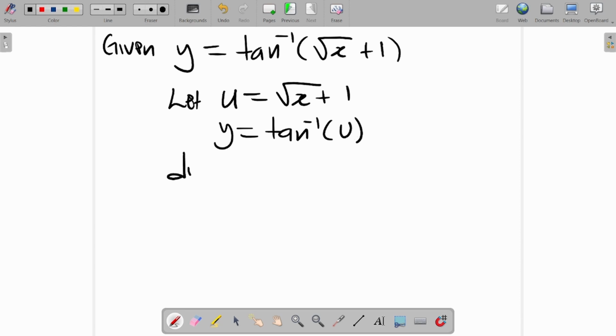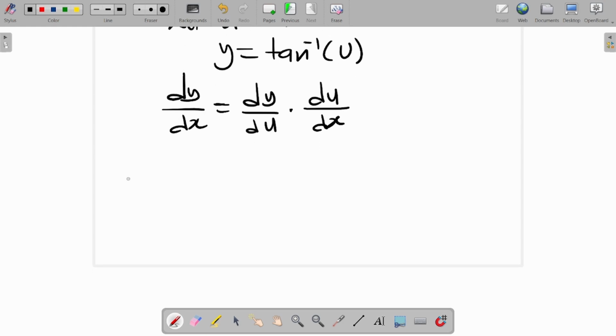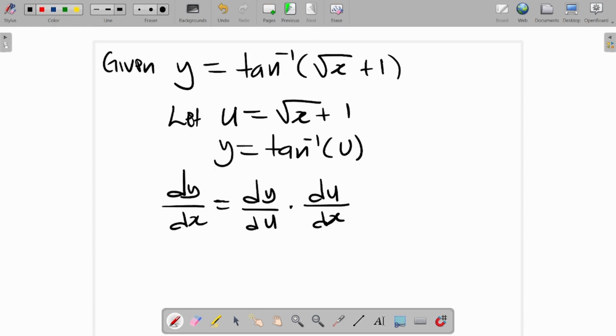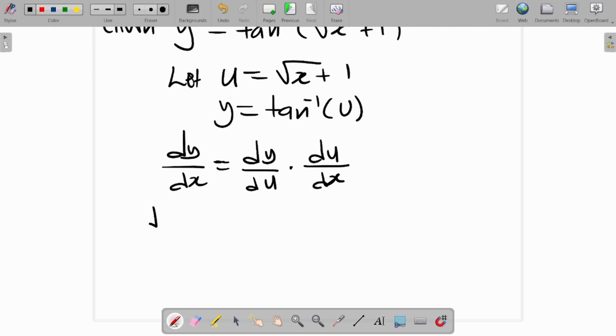To find dy over dx, you should get dy over du times du over dx. So let's find dy/du and du/dx. Dy over du will be the derivative of tan inverse of u. For tan inverse, we know it is 1 over 1 plus x squared, but we have u there, so 1 over 1 plus u squared.